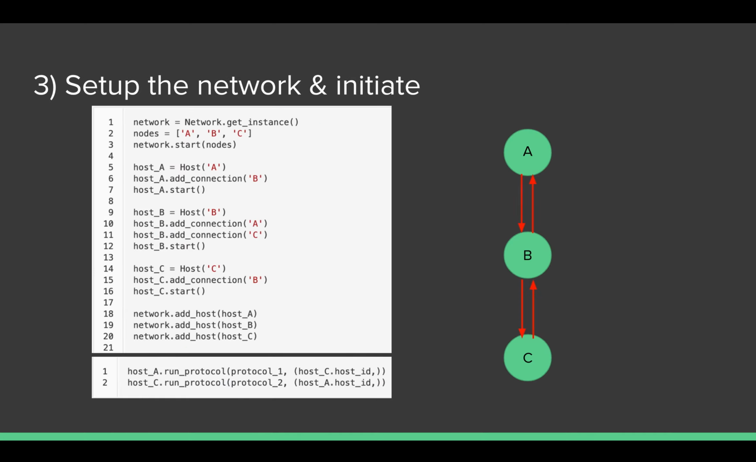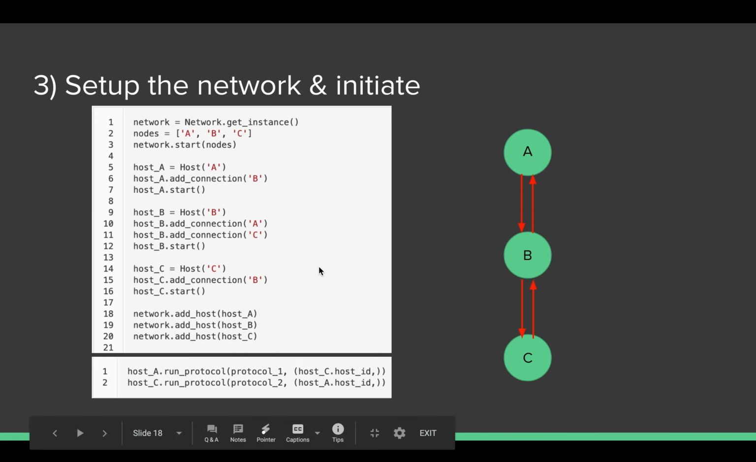To run all these protocols together, the common flow is you get your network instance, you define the nodes in the network. In this case, we have nodes A, B, and C. We connect up the nodes in the network, or the hosts. So host A, for example, is connected to B. Host B is connected to A and C, so we see these lines here. And host C is connected to B. And then we add all the hosts to the network. So now this is established. The network knows the topology now after we add all the hosts.